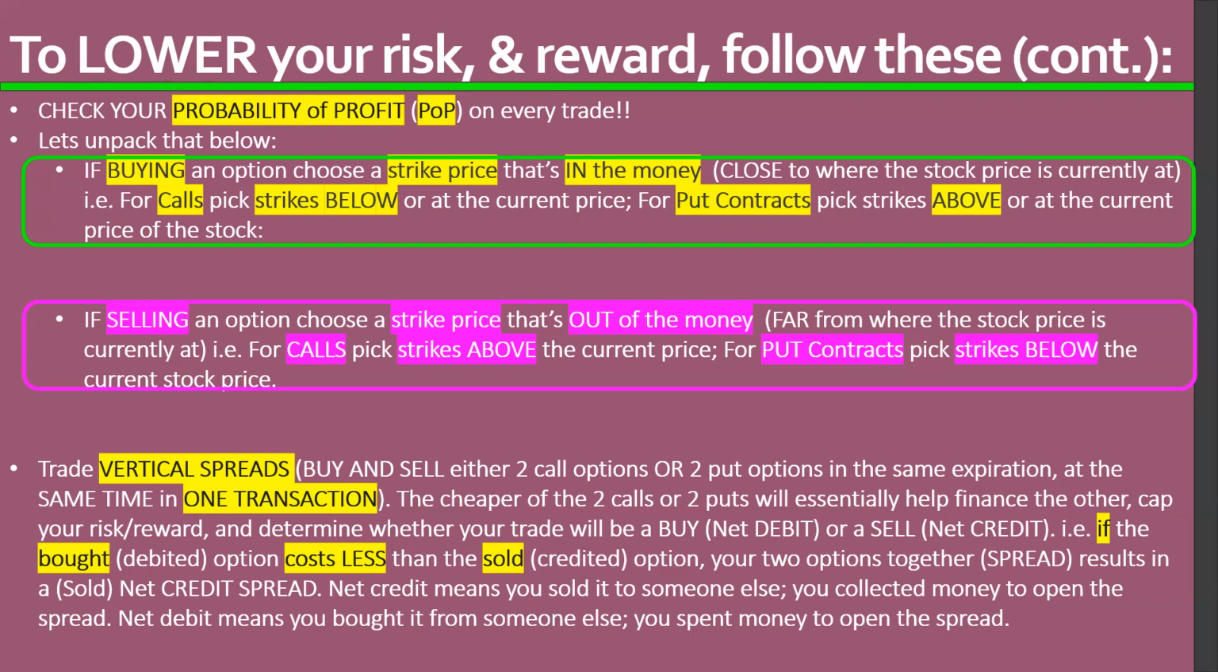If you're selling an option though, choose a strike price that's out of the money or far from where the stock price is currently trading at. For call options that you sell, pick strike prices above the current price. And for put options, pick strike prices that are below the current price.